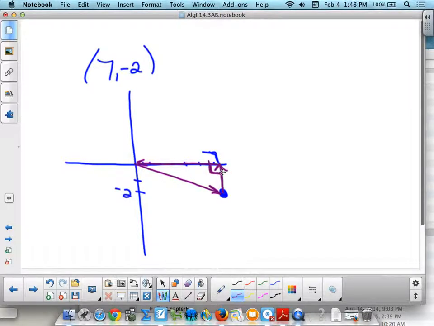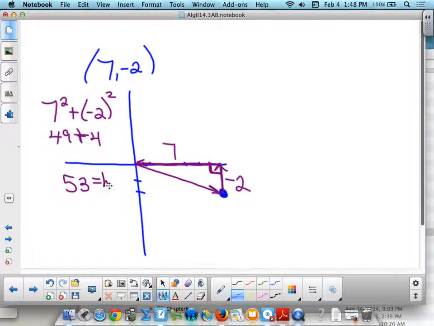Do I know the legs? You do not yet. How far over did I go? 7. And down, -2. So now I just want to get rid of some of these numbers, so that 7 and -2 can go away. The problem is the hypotenuse is not good. It ends up being the square root of 53, because you get 49 plus 4, which is 53, equals hypotenuse squared.